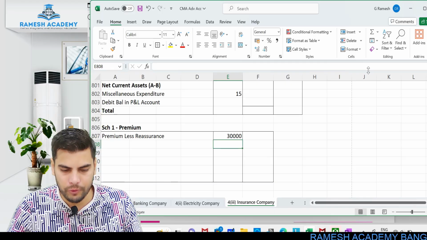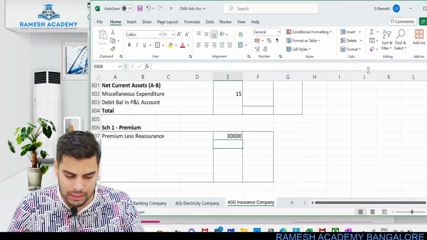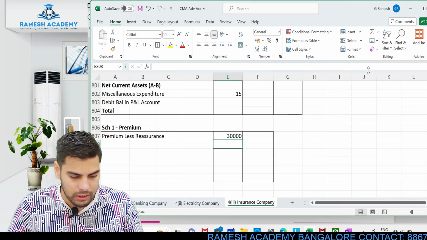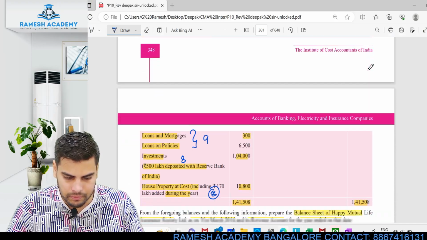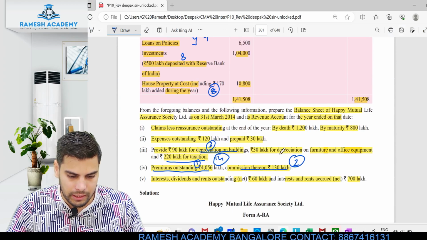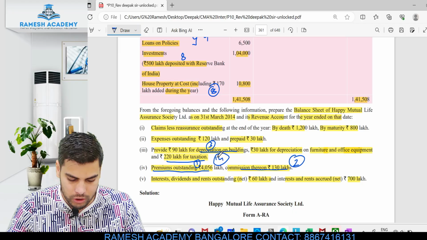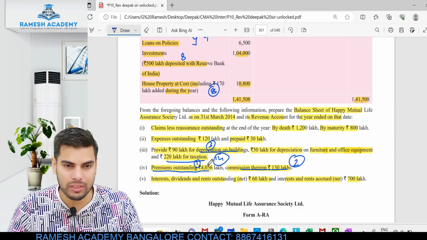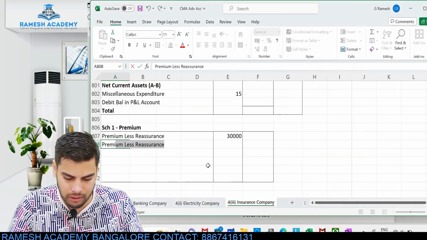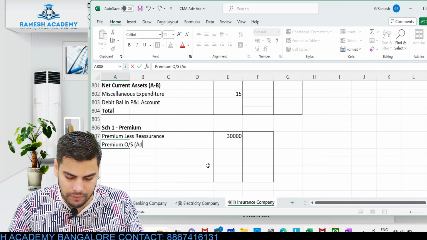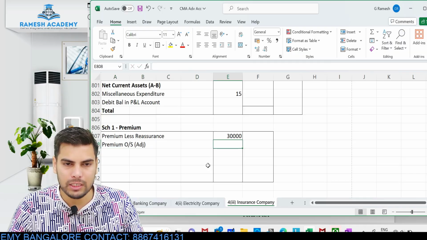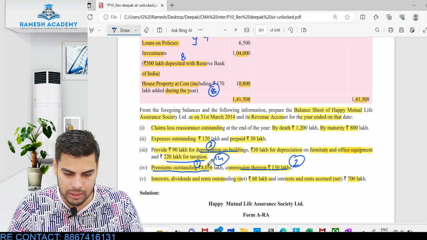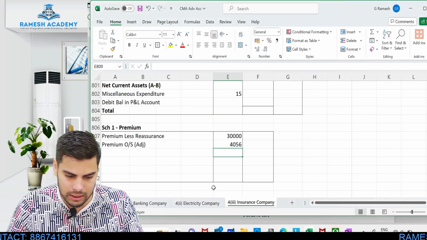Along with this, there was an adjustment, right? So in the adjustment, what information have they given? Look at this particular adjustment. Here it is: premium outstanding is 4056. Can you see this? 4056 is premium which is outstanding. It is as good as the premium which is receivable. How much is it? And will this be your current asset or current liability? This is receivable, therefore it is an asset. Premium receivable is 4056.